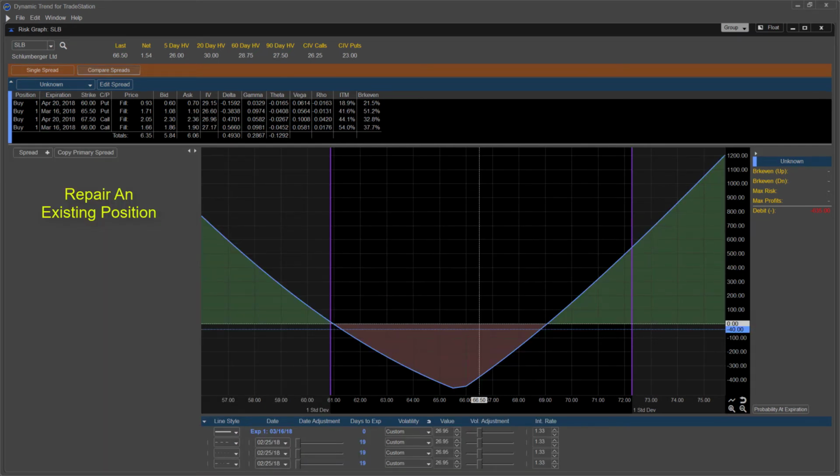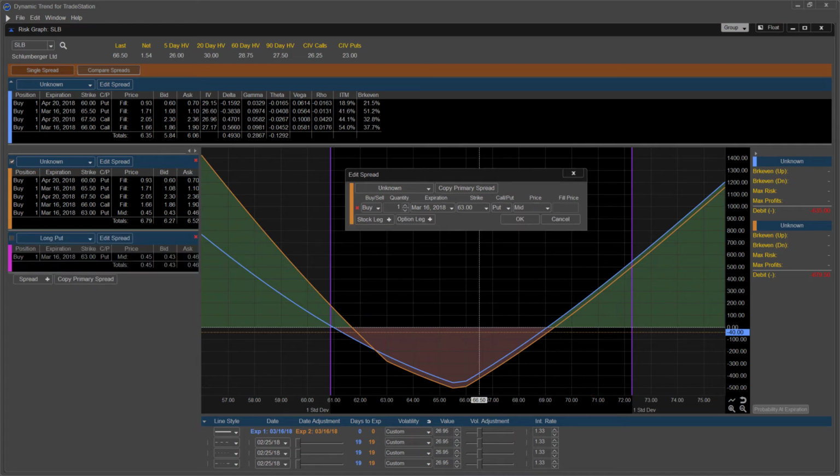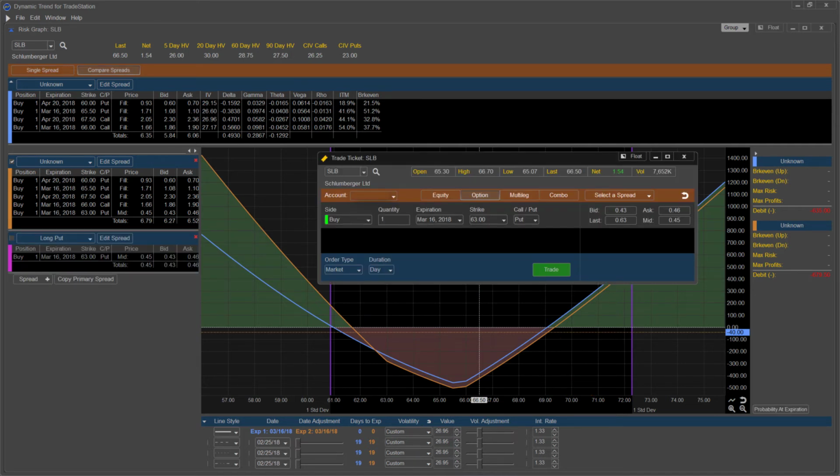You can also repair your position. For example, you want to be profitable quicker if the underlying price drops. Here we have achieved that by adding a March 63 put. Your position becomes profitable quicker on any stock price drop, without sacrificing too much of your profit potential on the upside. Identify the repair difference and place the order to repair the position.